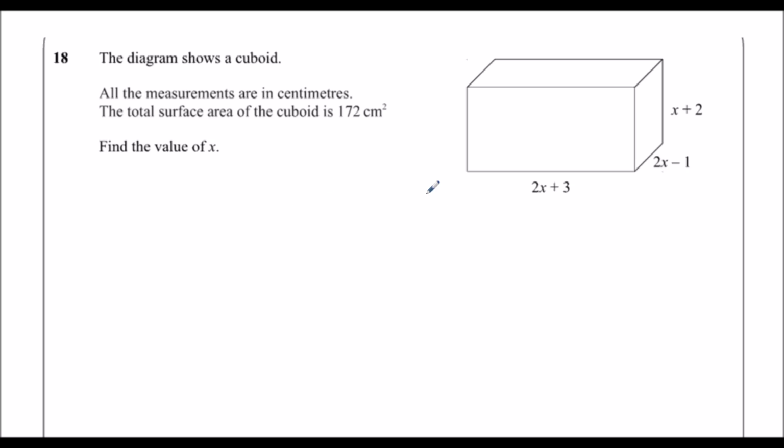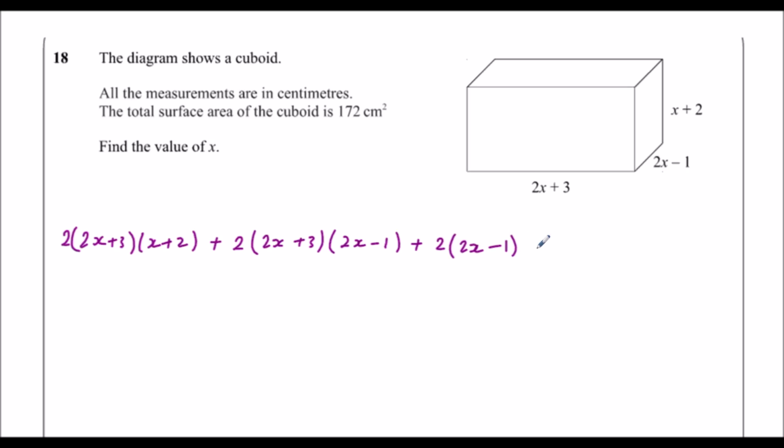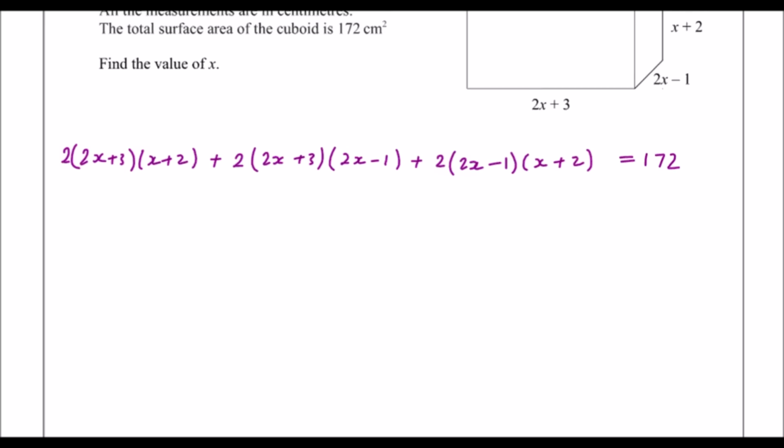So the total surface area was the area of all the surfaces added together. We've got the front and the back, which are the same, so we've got 2 of 2x plus 3 times x plus 2. We've got the top and the bottom, which are the same again, so 2 of 2x plus 3 times 2x minus 1. And the two sides are the same, so 2 of 2x minus 1 times x plus 2. That's the total surface area, and it equals 172.